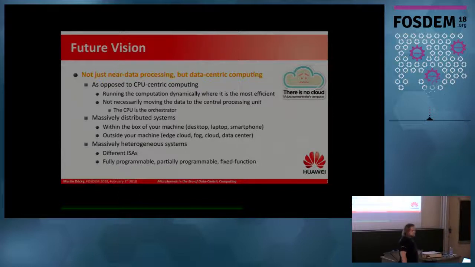We can really start thinking about our machines as massively distributed systems again. And not only distributed across the network, but also thinking about them as a combination of multiple heterogeneous computational units within the box you have. So not just a central CPU and some peripherals around it, but a combination of different CPUs, possibly with different instruction set architectures, with different ways of operating, but processing the data and running your programs, your applications, in combination.